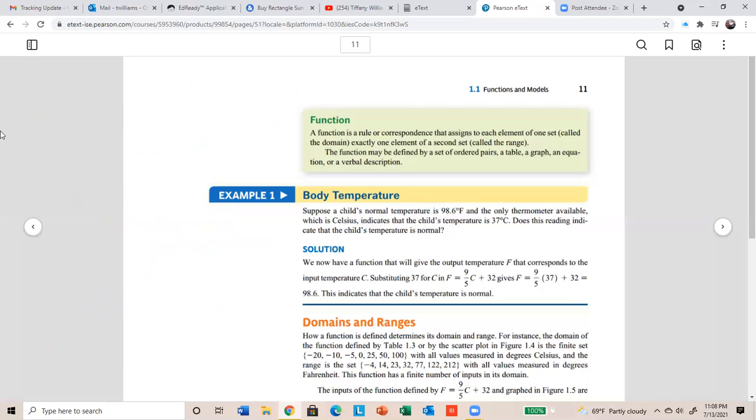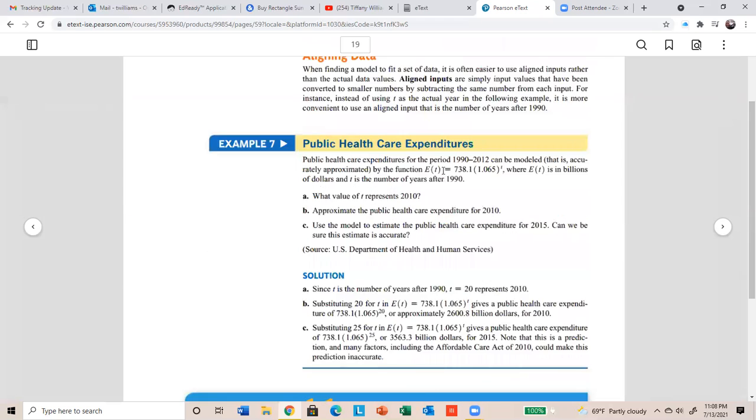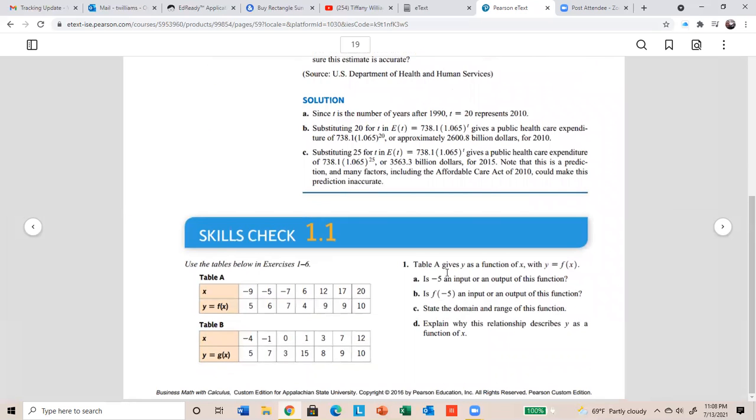So let me clear this out. Number 1: table A gives y as a function of x. Again, that's the verbiage they're going to be using throughout this section, with y equals f of x, that's just the definition of the function on this particular one. So they ask us, is -5 an input or an output of this function? We are using table A, so I'm going to be using this one.